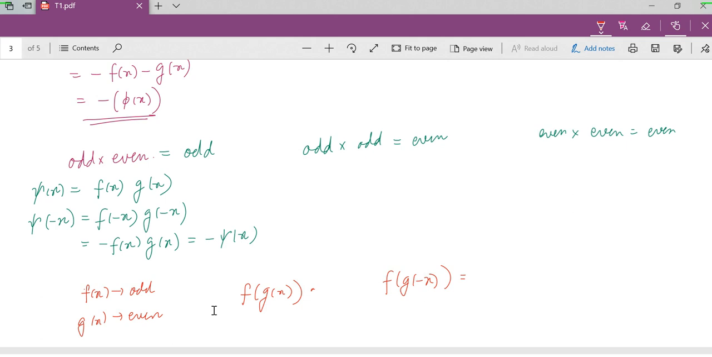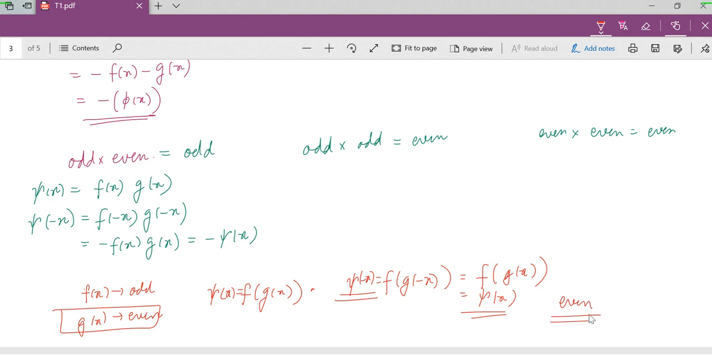What do you get? Since you are telling me that your g of x is an even function, your g of negative x is what? It's just g of x because it's an even function. And what did you get? So let's call it psi x. So this is psi x, and this is psi of negative x, and you got it to be psi x. So you just now proved that it's an even function.